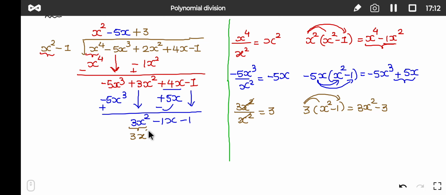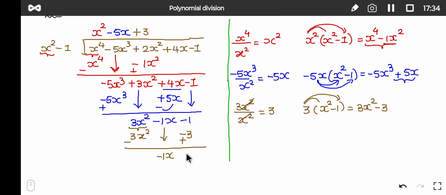So we'll write down here 3x square, and then minus 3 we have to write down here, okay, below minus 1. Change the sign, so this becomes minus, this becomes plus. So plus 3x square minus 3x square will get cancelled, this minus 1x will remain as it is, and minus 1 plus 3, which is plus 2. Okay, so this is our remainder. We cannot solve further because the power of the divisor, x square, is 2, which is greater than the power in the remainder. So this is the final answer. The remainder is minus 1x plus 2, and the quotient is x square minus 5x plus 3.